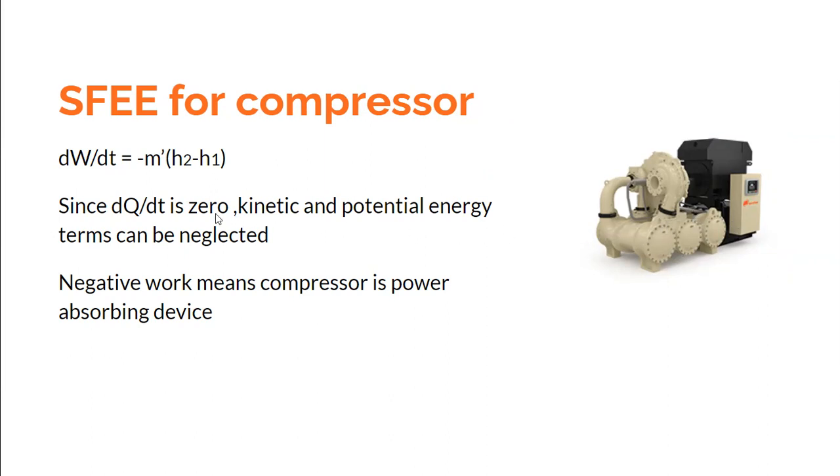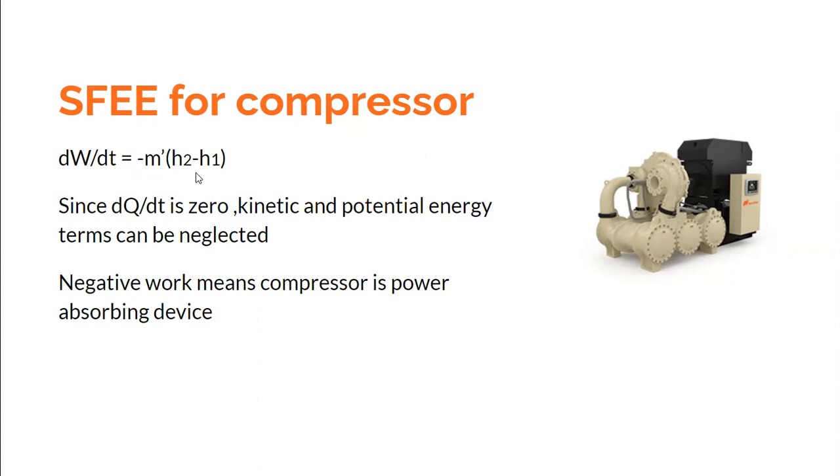So this compressor is a work absorbing device. So we need to supply electricity to this. And how much electricity do we supply? How do you measure that? How do you calculate it theoretically? That can be calculated with the steady flow energy equation as dW/dt is equal to m dot into enthalpy difference. And how does this equation come?